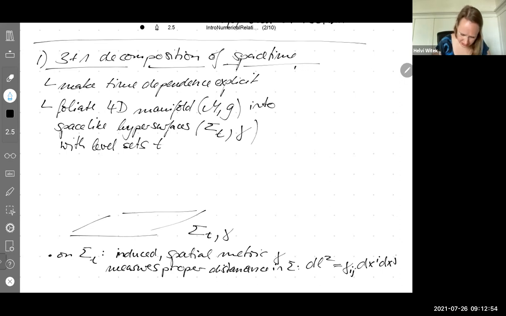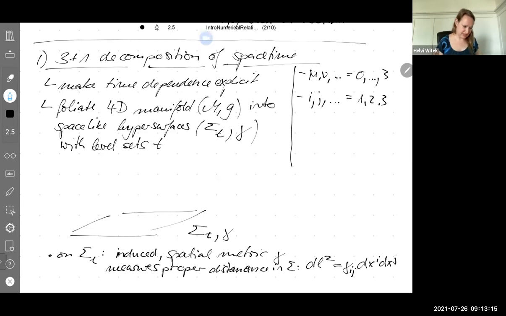Just a note on notation here. So I've used the Greek indices before. These are space-time indices going from 0 to 3. These i and j, so Latin indices, I will use explicitly if we are dealing with spatial indices. Okay, good. So that's on one of those slices.